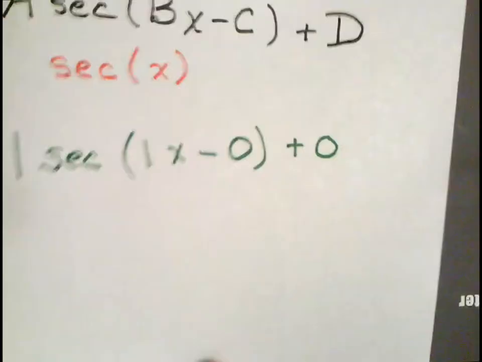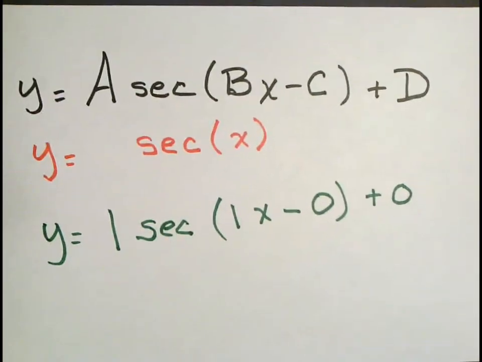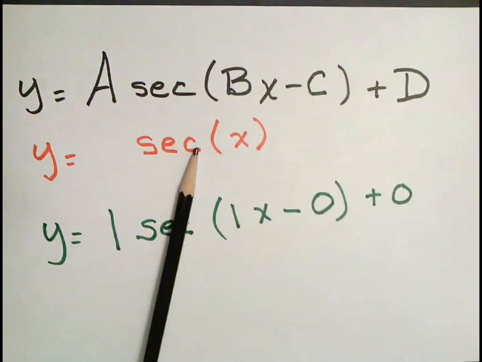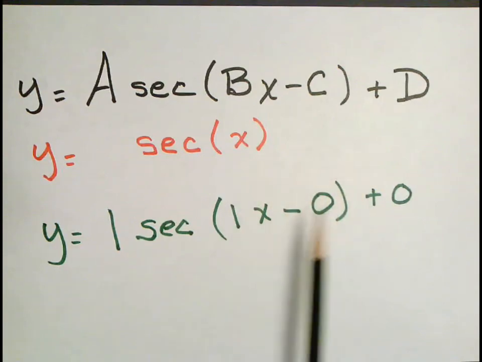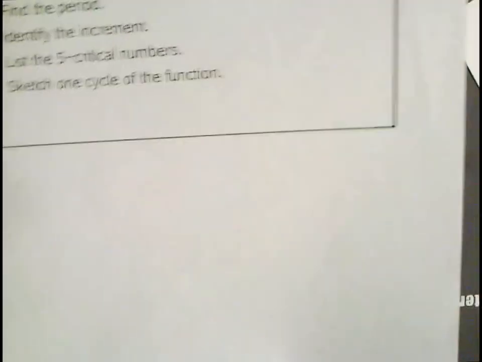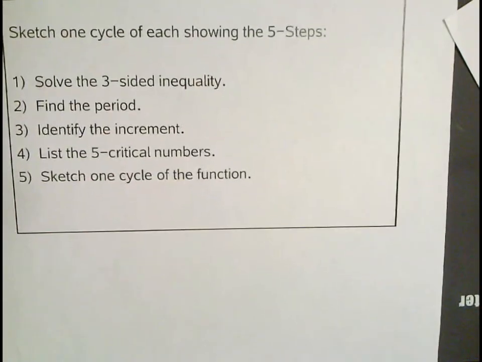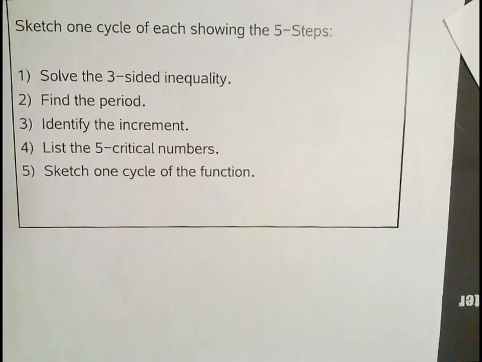Here is our general form for our secant curve. And y equals secant of x, and I have the a being 1, the b 1, no c or d present, so they're both 0. We're going to be using our 5 steps again to graph one cycle. So I'm sure you're used to these 5 steps now.